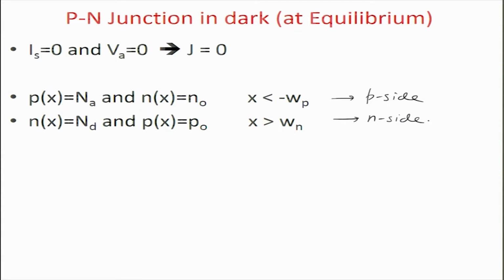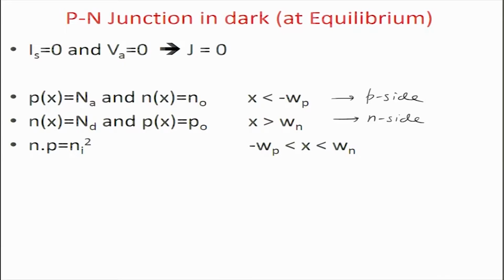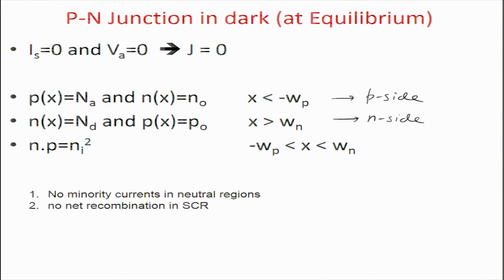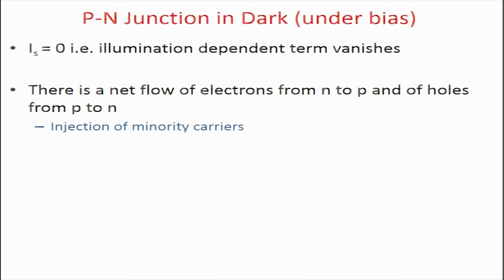So basically it should look like a p-n junction in dark at equilibrium without any bias and without any illumination. So both the equations which I showed you earlier should boil down to this. And of course between Wp and Wn, np is equal to ni square. So basically no minority currents in the neutral region and no net recombination in the space charge region, that is what the assumption was.